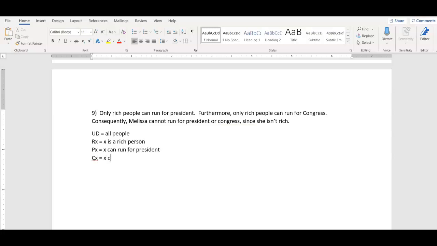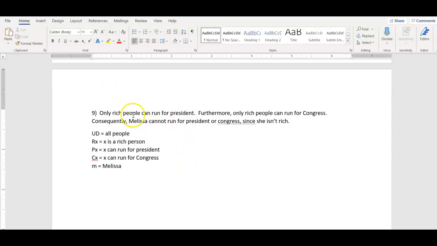CX equals X can run for Congress. Okay, and then we need Melissa, right? So lowercase m for Melissa. All right, so first premise, only rich people can run for president.